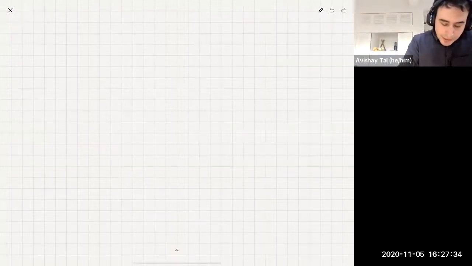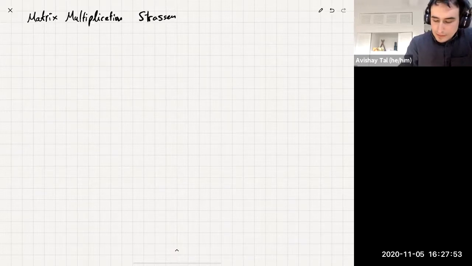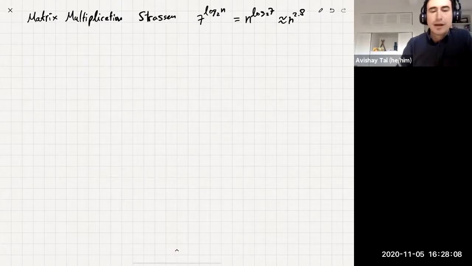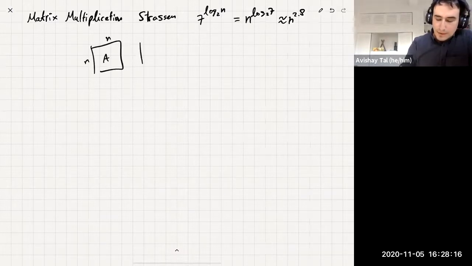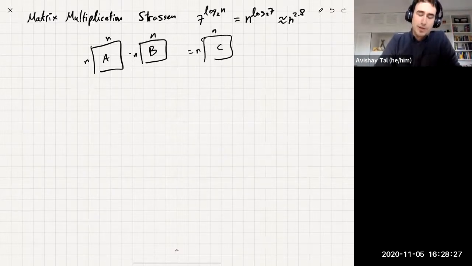The next example of a reduction that I want to do is on matrices. We saw earlier that there's a very interesting algorithm for matrix multiplication by Strassen. This algorithm was running in time 7 to the log 2 of n, which is the same as n to the log 2 of 7. It was better than n cube, which is the time of the trivial algorithm. You have an n by n matrix A, another n by n matrix B, and you want to compute some matrix C, which is the matrix multiplication of A and B.